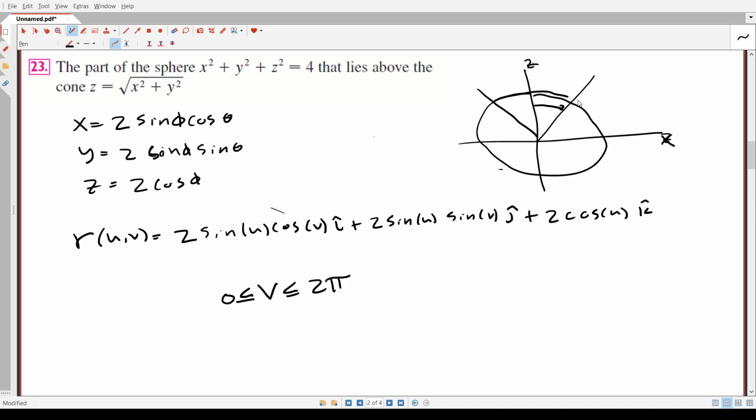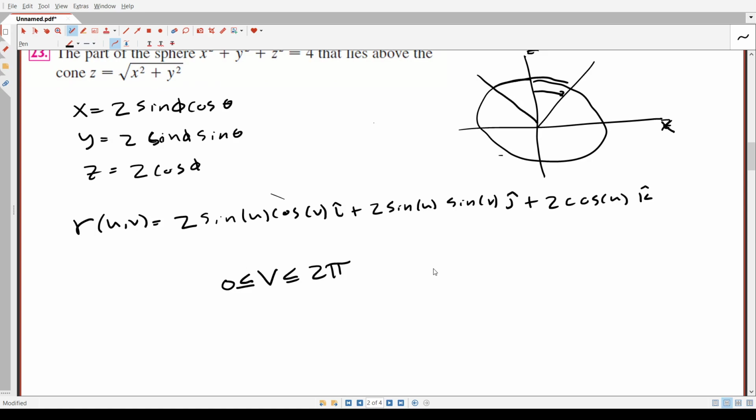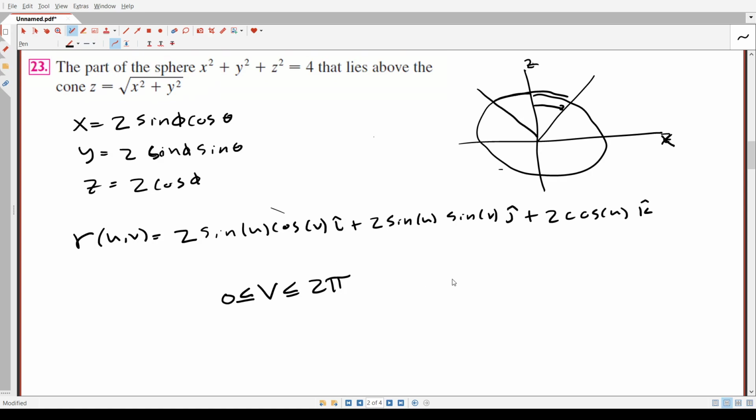Okay, so let's set these equal. So we have z squared equals x squared plus y squared. Okay, and then we also have x squared plus y squared plus z squared equals 4, so that tells us that 2z squared equals 4, right? So z squared equals 2.